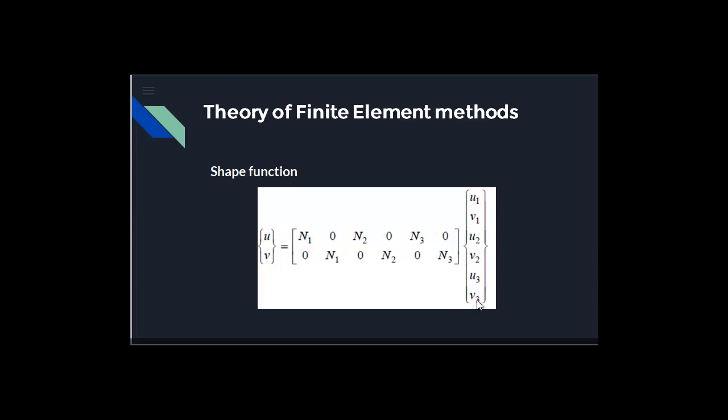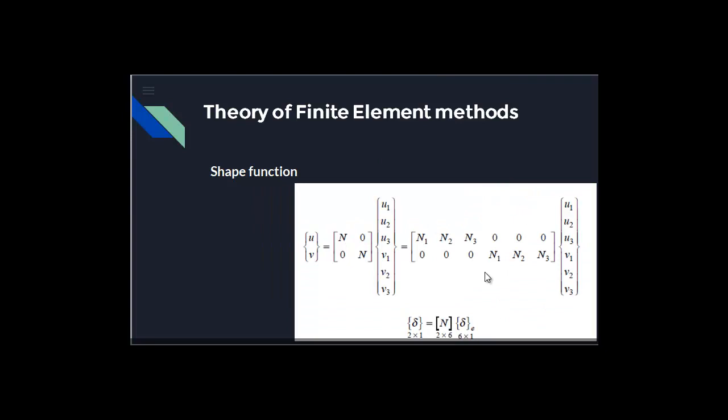So u1, v1 are the displacements in x and y, and N1 to N3 are the shape functions in the x and y directions. So the above expression can be written like this: delta, which is nothing but the displacement, is equal to the shape function into the displacement of that particular element.